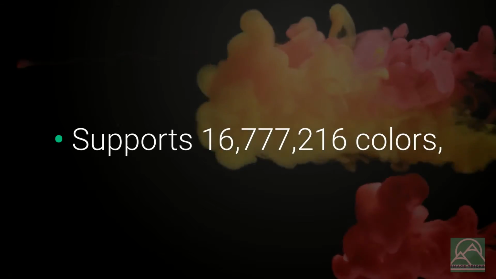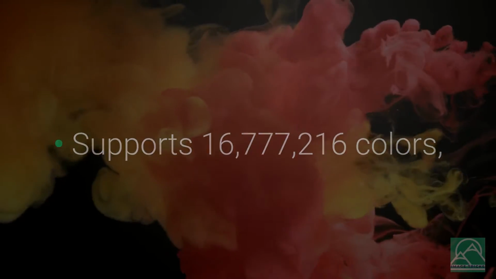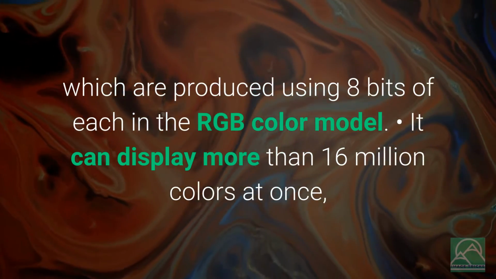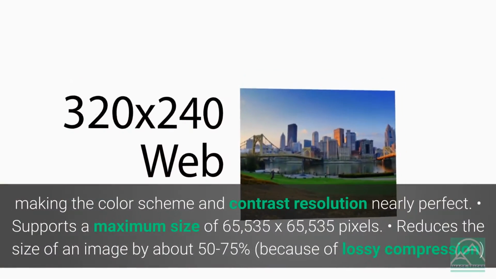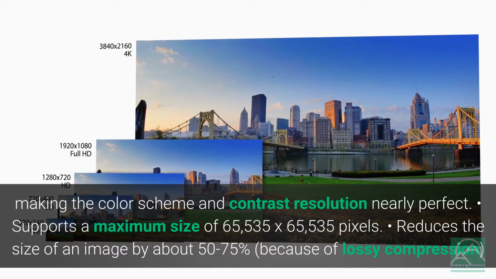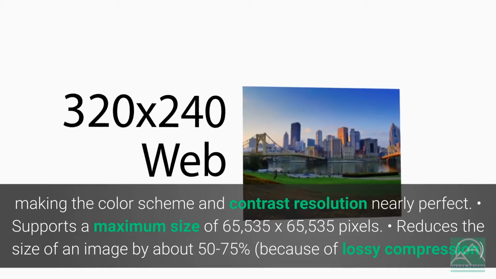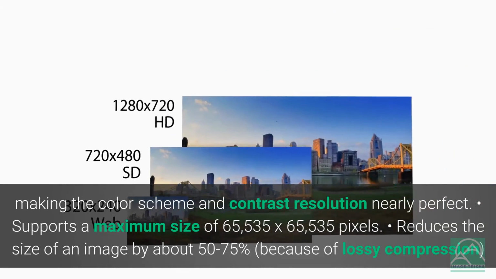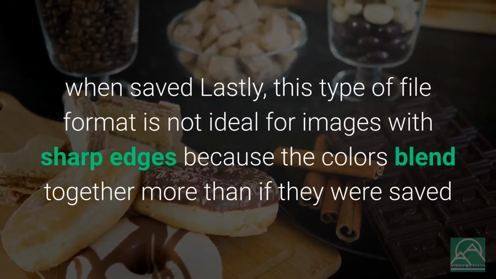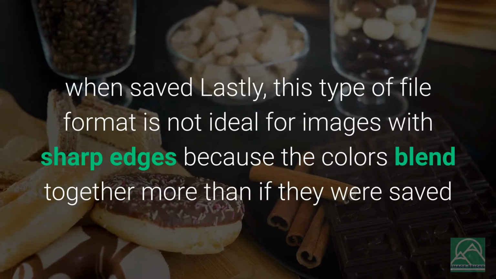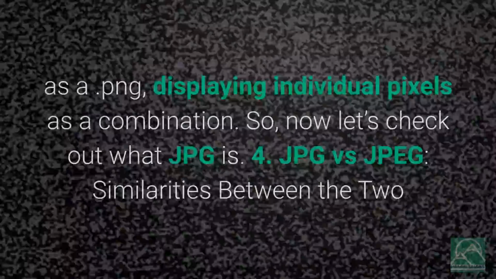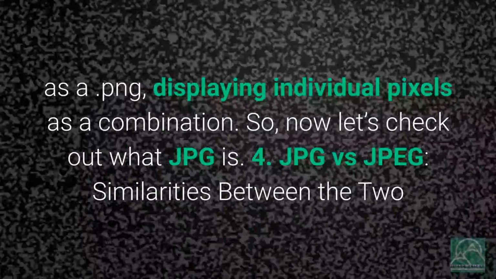Supports 16,777,216 colors, which are produced using 8 bits of each in the RGB color model. It can display more than 16 million colors at once, making the color scheme and contrast resolution nearly perfect. Supports a maximum size of 65,535 by 65,535 pixels. Reduces the size of an image by about 50 to 75%, because of lossy compression, when saved. Lastly, this type of file format is not ideal for images with sharp edges because the colors blend together more than if they were saved as a .png, displaying individual pixels as a combination.